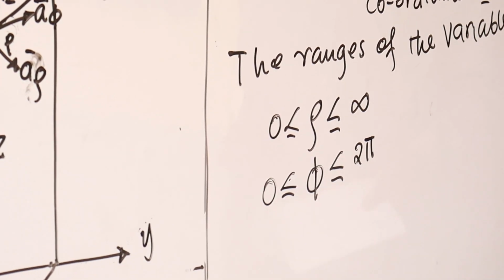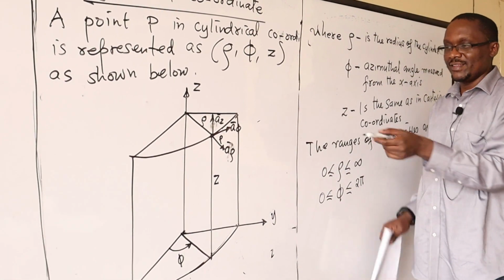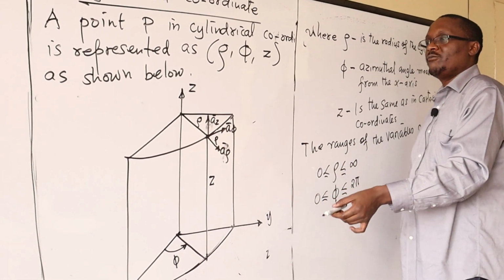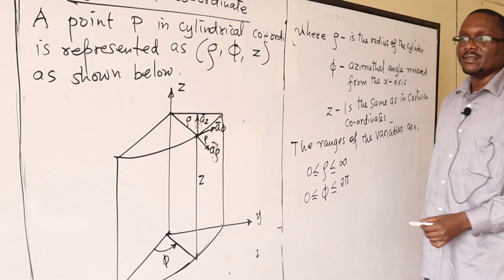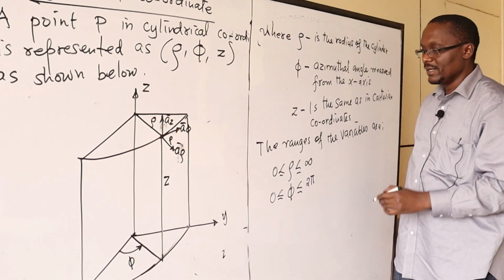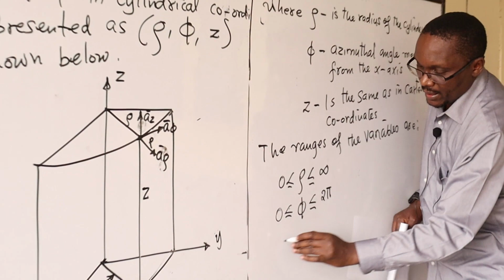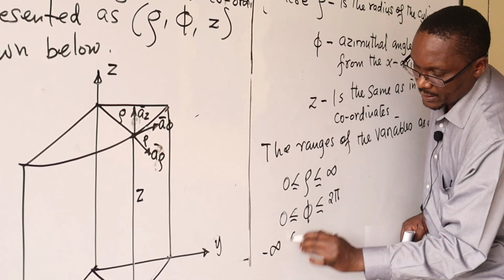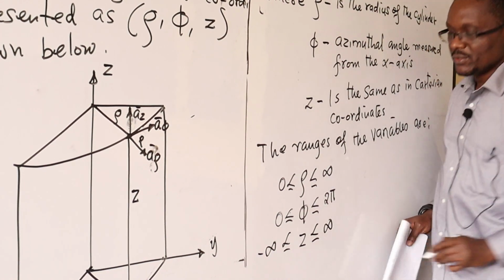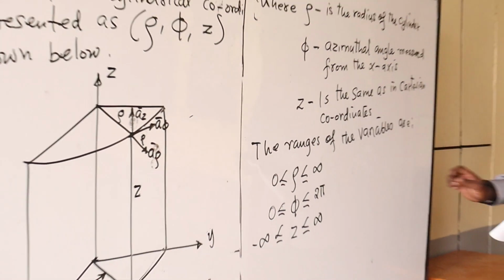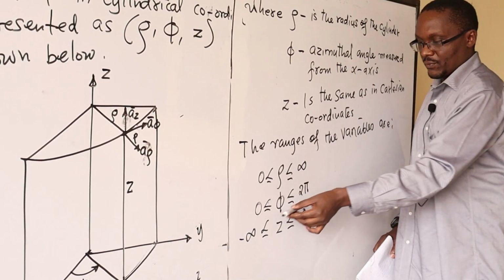And similarly, the xy plane can be somewhere at the center so that we can have positive values of z and negative values of z. So z also can go to infinity. The range of z is from negative infinity to infinity. These are the ranges that we use, and it's very important to take note of them, especially the range of phi.